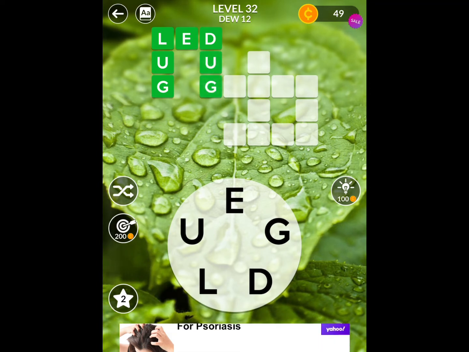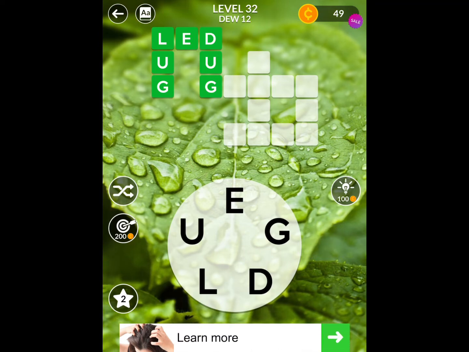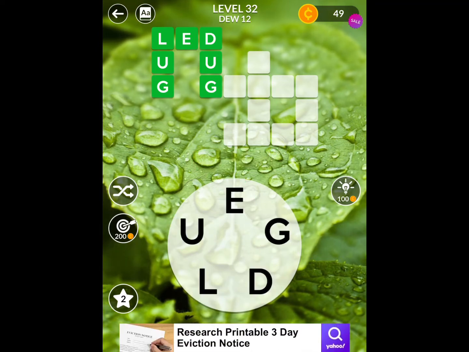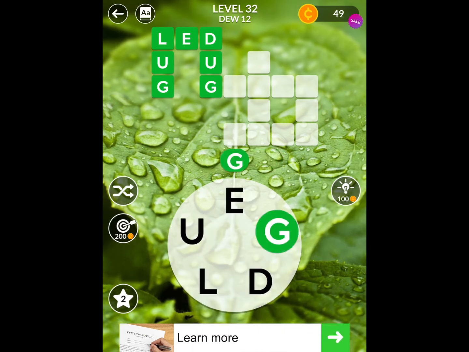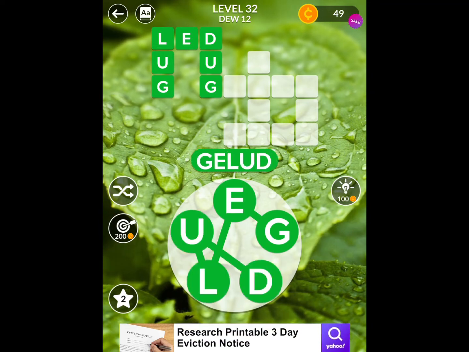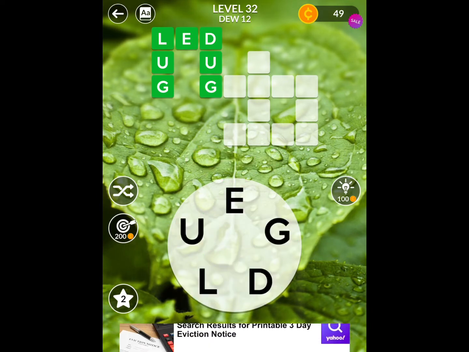Oh, what dog is the word? I don't know what that G is up there. Go there. Is it Geldo? Okay, I have no idea. Is it Geld? I don't even know what that is. Is it Geld? Is it Geldo? Okay, I can't. It's so difficult, dude. Okay.